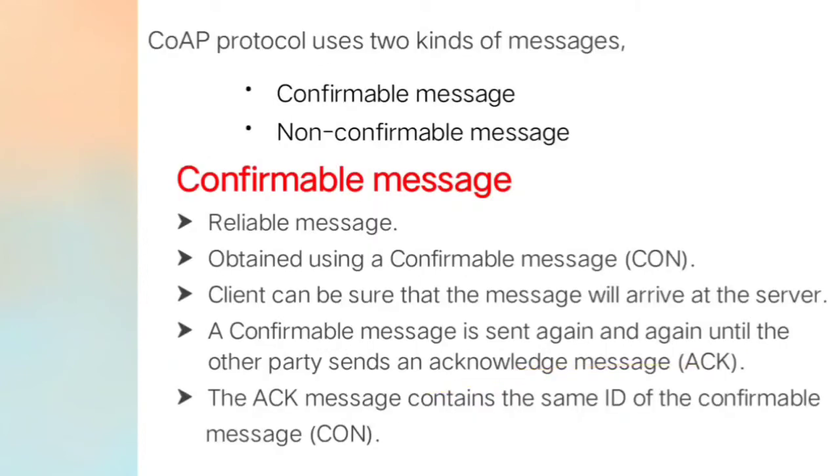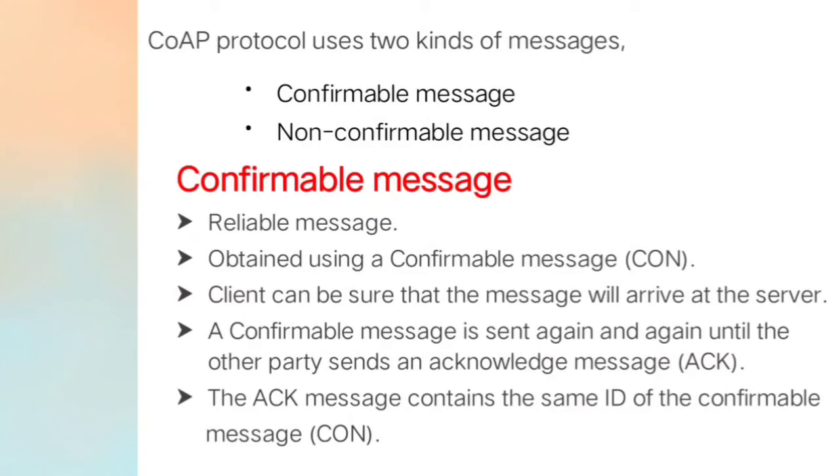As I said earlier, these are the two main messages used by CoAP protocol. First of all, confirmable message. Confirmable message is a reliable message. When exchanging messages between two endpoints, these messages can be reliable. In CoAP, a reliable message is obtained by using confirmable message, which is represented like CON.